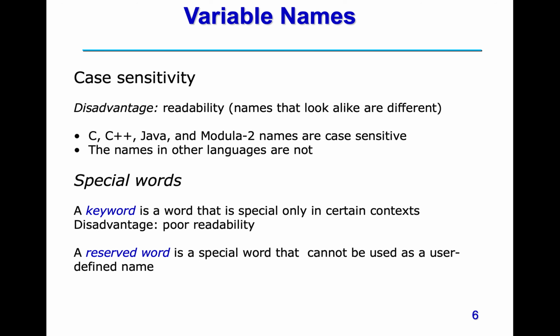When it comes to case sensitivity, there's nothing inherently wrong with it. There's just the disadvantage of readability, that names that look alike are different. In C, C++, and Java, the names are case sensitive. The names in other languages are not case sensitive. You might be familiar with C++, Java, and C, maybe some Python at this point, and hopefully some Scheme, because you're working on that Scheme assignment.